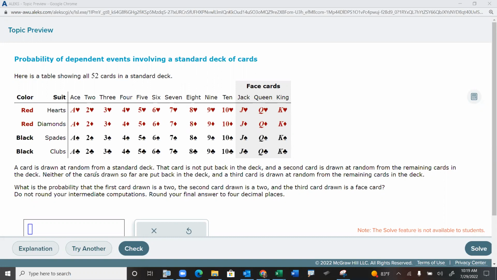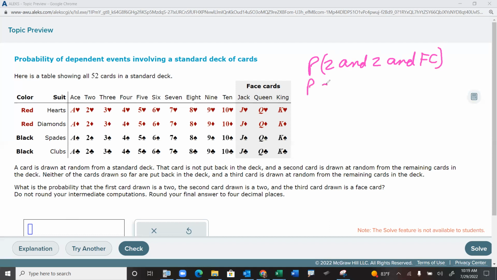Okay, so a card is drawn at random from a standard deck. That card is not put back in the deck. Second card is drawn at random from the remaining cards in the deck. Neither of the cards drawn so far are put back in the deck. And a third card is drawn. What is the probability that the first card drawn is a 2, the second card drawn is a 2, and the third card drawn is a face card?